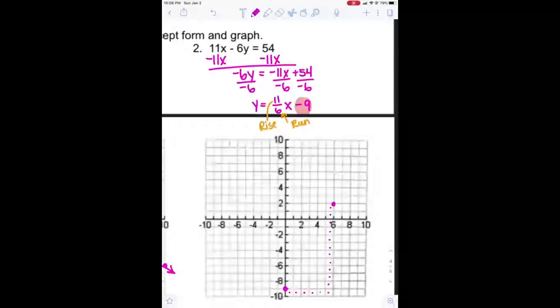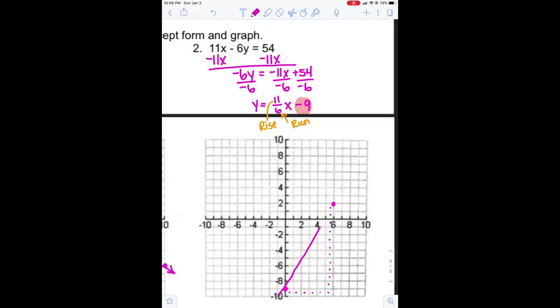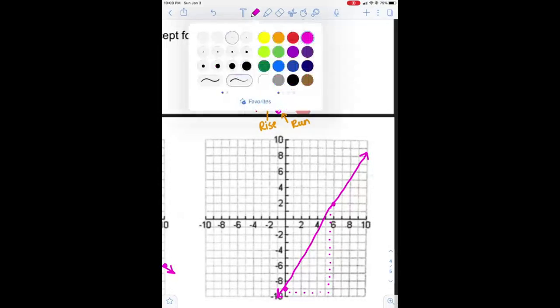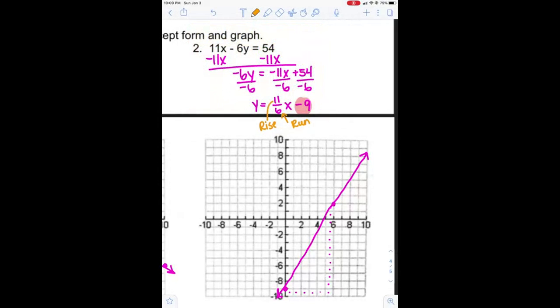I only have room for 2 points on here, so I'm just going to go ahead and draw my line through those 2 points. And I'm going to draw my triangle so you can see again here my run of 6 and my rise of 11.